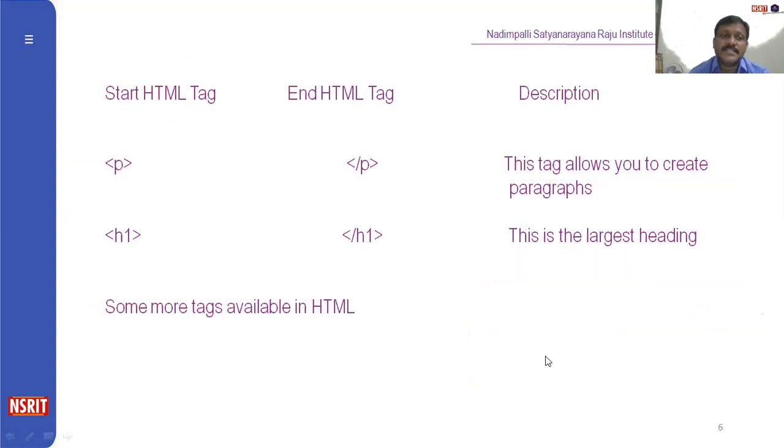The next tag is the paragraph tag. The paragraph tag must be denoted with P and ending with /P. The description of the paragraph tag is, this tag allows you to create paragraphs. The next tag is the H1 tag. The H1 tag must be denoted in angular brackets H1, and the ending tag of the H1 tag is /H1. This is the largest heading we can use in HTML. Some more tags are available in HTML.